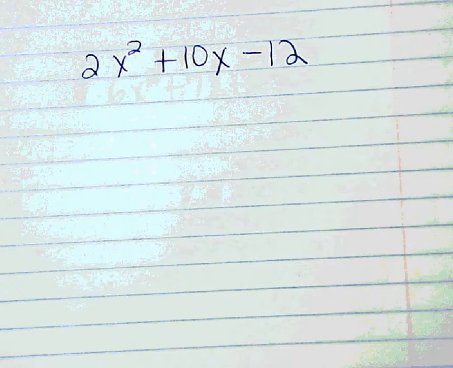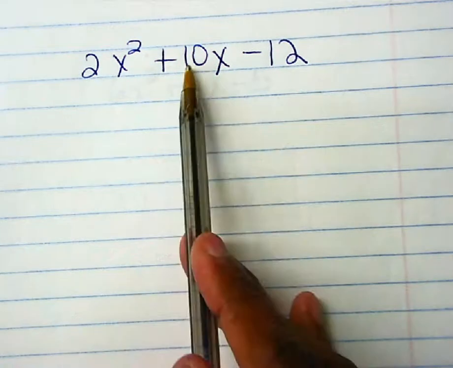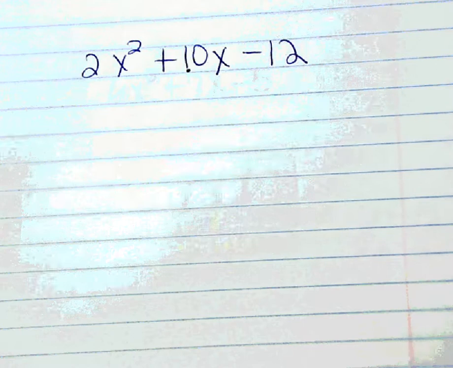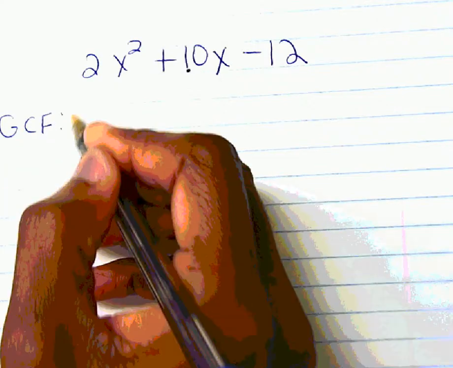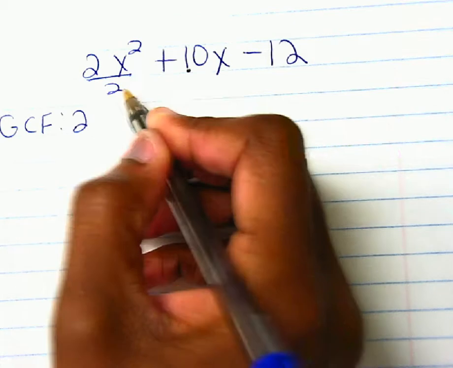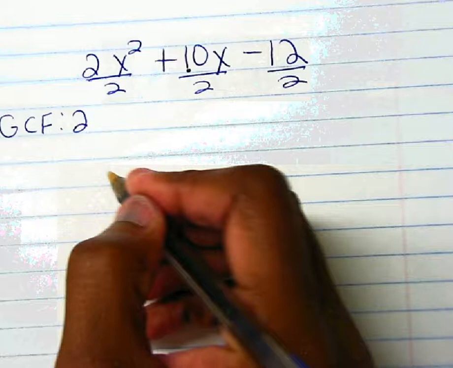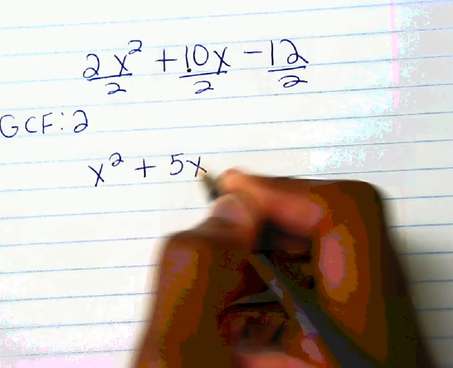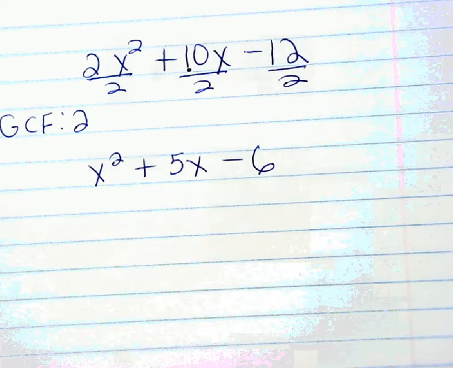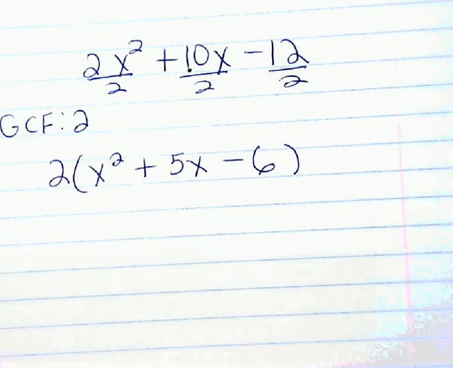Okay, I have another trinomial, but this time I notice that they all have an even coefficient. So my GCF is 2. Again, I'm going to divide by my GCF. I get x squared plus 5x minus 6. And remember, my GCF goes in front.